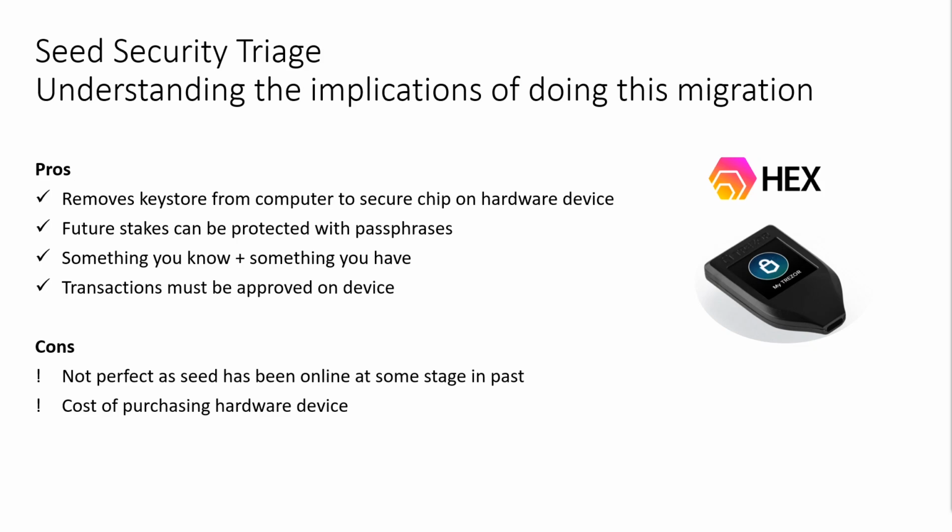And then it's a two-factor sort of authentication type scenario where not only does someone need to know something you know, but they need to have something you have, which is your hardware device. So they can't approve the transaction unless they've got that device there. Like I mentioned a couple of times, your transactions will get approved on the device, which is always just that little bit extra layer of security.